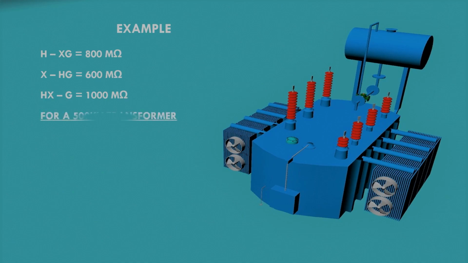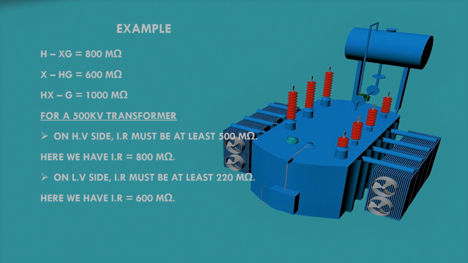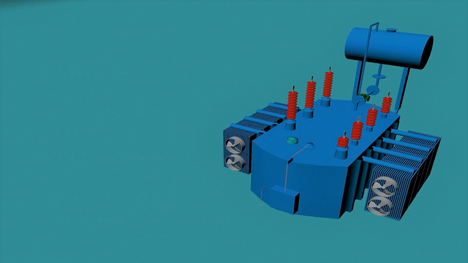Now for a 500/220 kV transformer, on HV side the insulation resistance value must be at least 500 mega ohm. Here we have IR equal to 800 mega ohm, which is satisfactory. For LV side the IR value must be at least 220 mega ohm. Here we have 600 mega ohm, which is also fine. Similarly, we have IR equal to 1000 mega ohm between HV, LV and ground, which is also satisfactory. Now we further break down the results and do a detailed analysis.